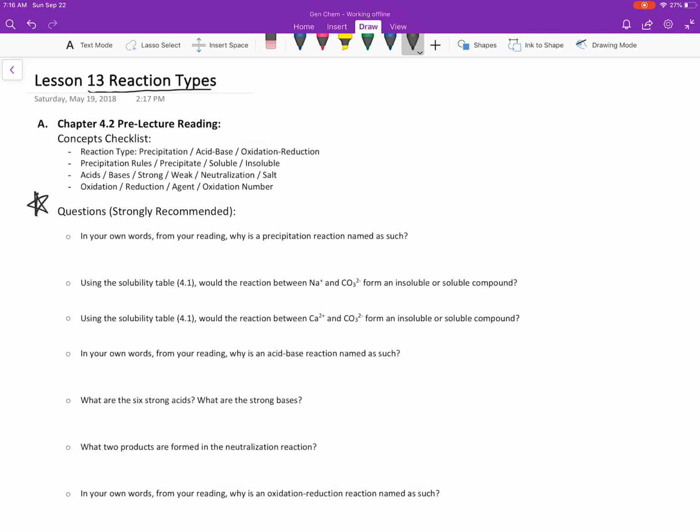And then if you have any questions over this, on Friday at the very beginning, I'll devote 5 or 10 minutes to talking just about Lesson 13 to make sure we're all on the same page.